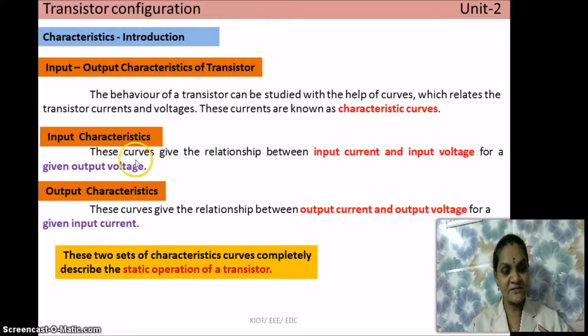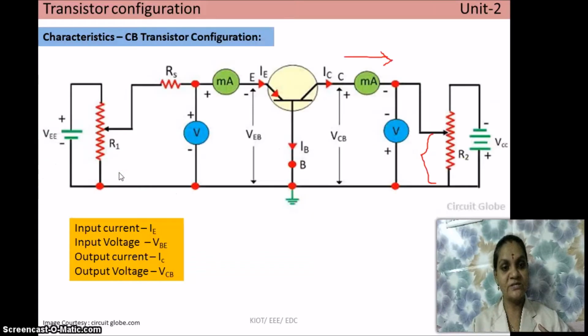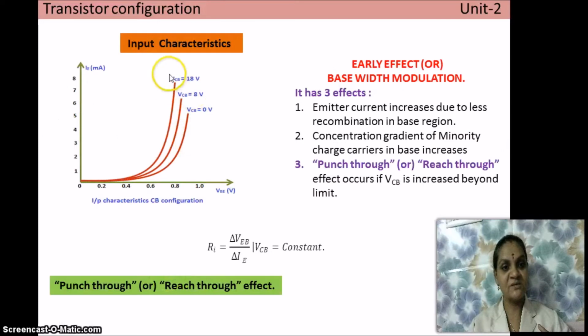So the input characteristics curves give the relationship between input current and input voltage for a given output voltage. Output voltage in this configuration is VCB. So we have to keep VCB constant and plot the family of input characteristics. Let's see how this characteristics is plotted. First, we are keeping the VCB voltage as 0 volt.